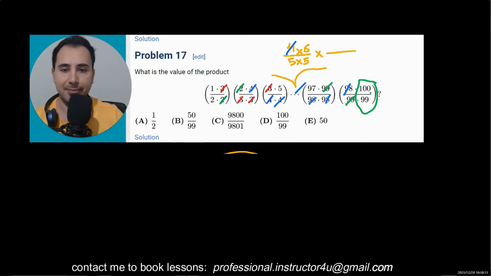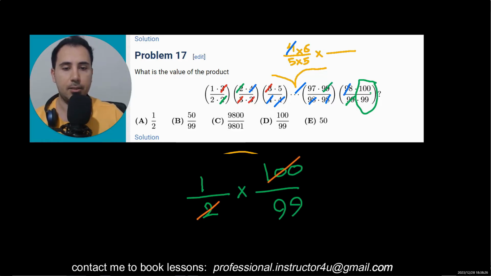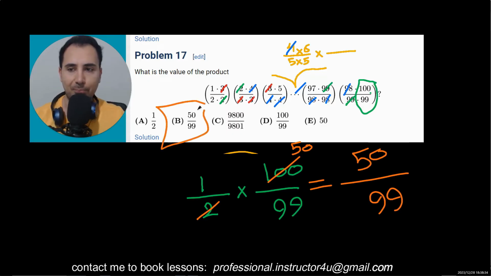So what will be left eventually? 1 over 2 times 100 over 99. And I want to cancel this 2 by this 100. So this will be 50. So the total number is 50 over 99. So I'm going to select B. Not very difficult, was it?